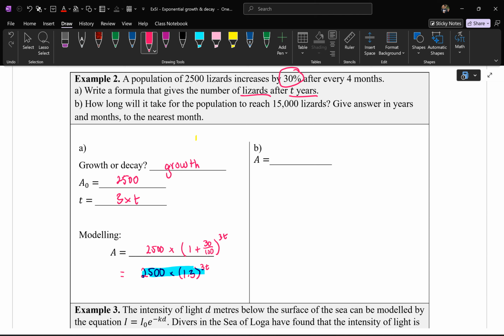All right, so to answer part B, how long will it take for the population to reach 15,000? Essentially, you're just saying A is equal to 15,000, and your goal is to solve this. 15,000 is equal to 2,500 times 1.3 to the power of 3T. You can again do this by hand, but by this point, I already did the hand method with you. From here, do it on your CAS.